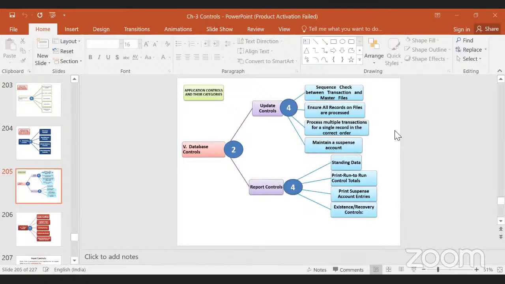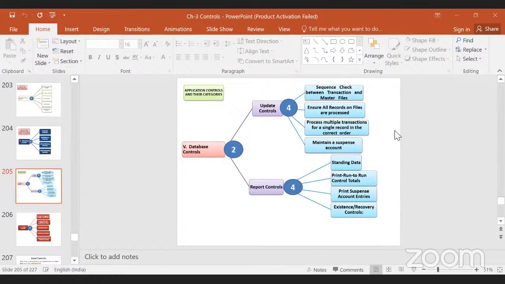And thereafter, it makes the entry of 10,000 rupees. So you understand, one by one, chronologically, you have to make the entries, otherwise it will be a problem. So that is controlled using update control.